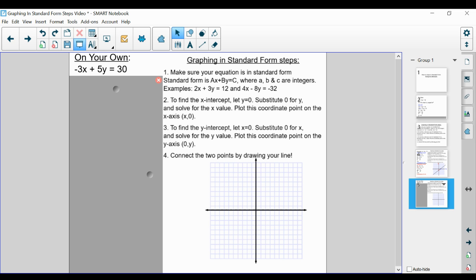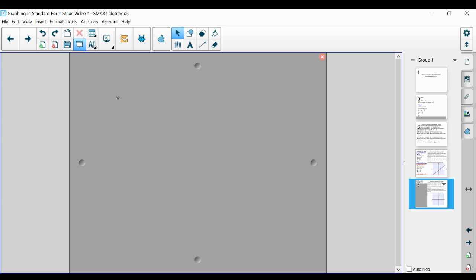All right, so let's check your answer. Let's go through the steps again. 1, make sure your equation is in standard form. Is our equation in standard form? It is. So now we're going to find the x-intercept.